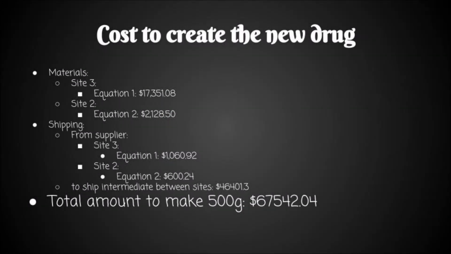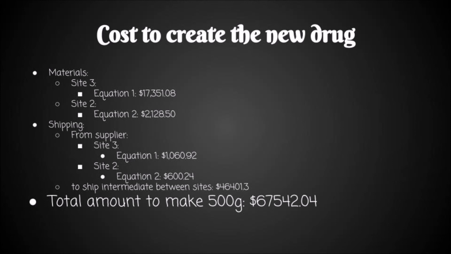The cost to ship the materials for Equation 1 at Site 3 is $17,351.08. The cost to ship the materials for Equation 2 at Site 2 is $2,128.50. The cost to ship the supplies from supplier for Equation 1 at Site 3 is $1,060.92. For Equation 2 at Site 2, it's $600.24.